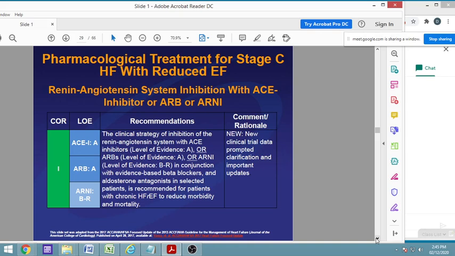Then for stage C with reduced EF, that is HF-REF, what is there, renin-angiotensin inhibition with ACE inhibitor or ARB or ARNI. So there are three things we can do. The class of recommendation is one, that is it is first line, it is the best treatment. So ACE inhibitor is A, ARB is again A, and ARNI inhibitors are there. We can use anything out of this. Inhibition of the renin-angiotensin mechanism.